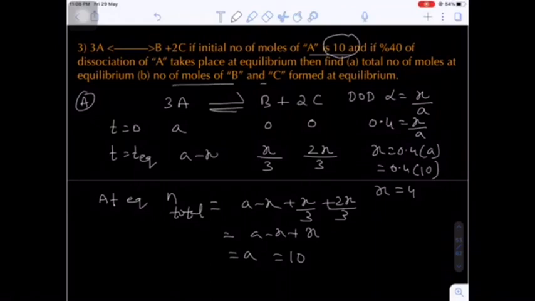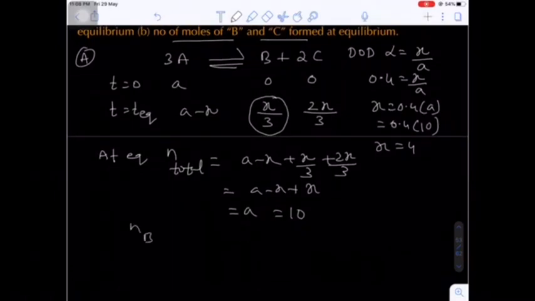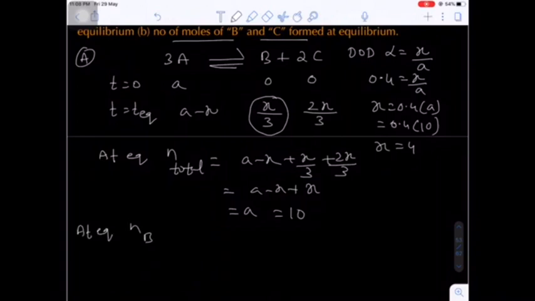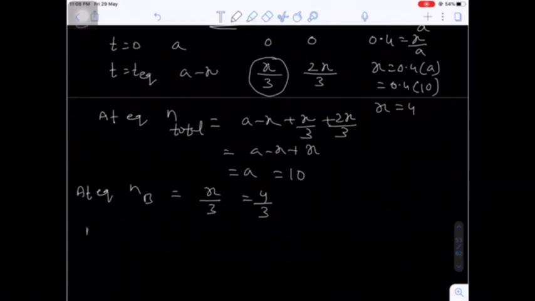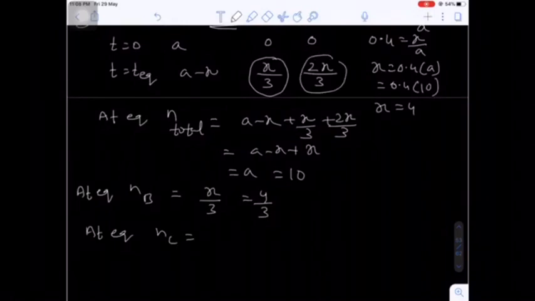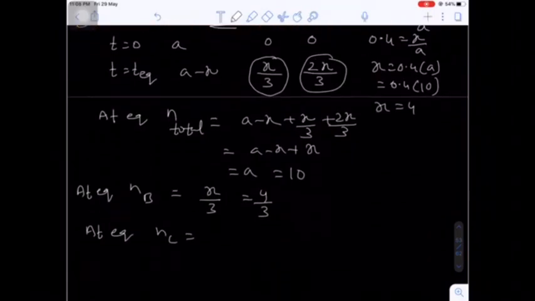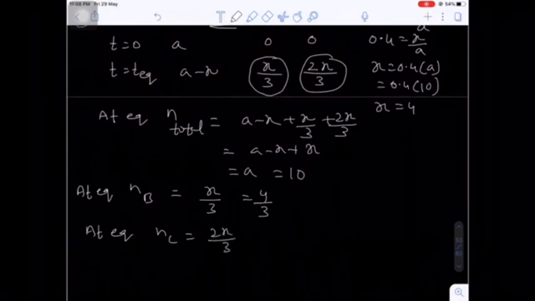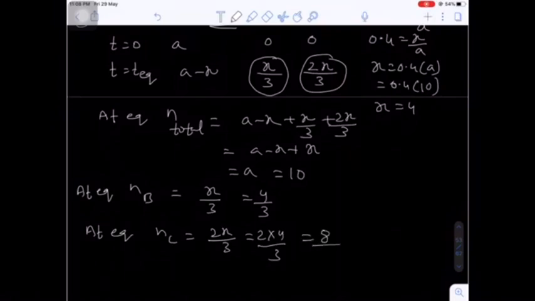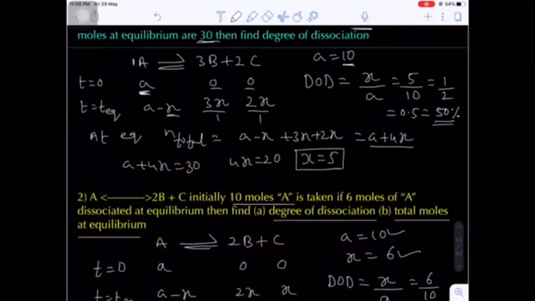Okay. Now one more question is there. Number of moles of B and C. What is the number of moles of B? X by 3. Number of moles of B at equilibrium is equal to x by 3. What is the x value? 4. 4 by 3. Are you getting my point? Now at equilibrium, what is the number of moles of C? That is 2x by 3. What is the x value here? 4. So that is 8 by 3. So this is the concept of degree of dissociation.